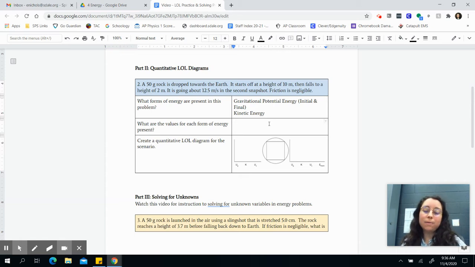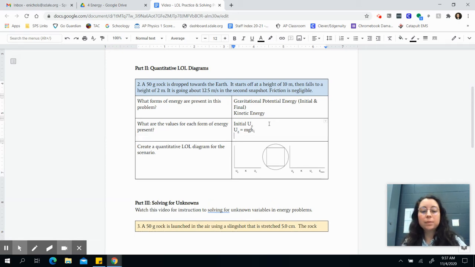So let's do some math first. I want an initial gravitational potential energy, so UG. I know that UG is equal to mass times gravity times height. I'm going to say height 1 because this is our initial scenario. So let's start plugging in some numbers.